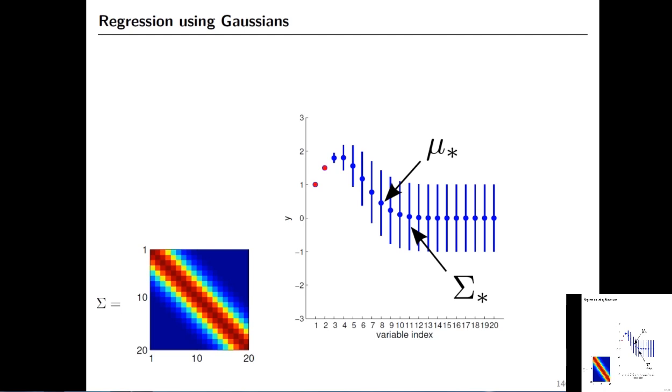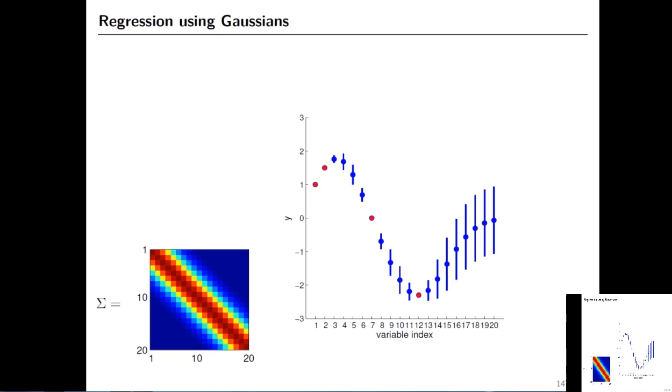Here's another example, a bit closer to what we saw to start with, where we can condition on non-contiguous indices here. So here we've conditioned on the value of y12, let's say y7, and y1 and y2, and I've imputed the value of functions which go through that, evaluated at these points down here. So it really does start to look a lot like nonlinear regression.